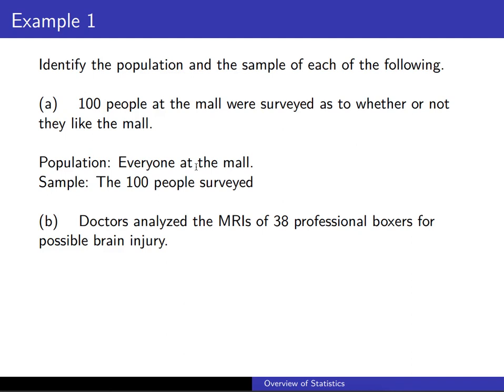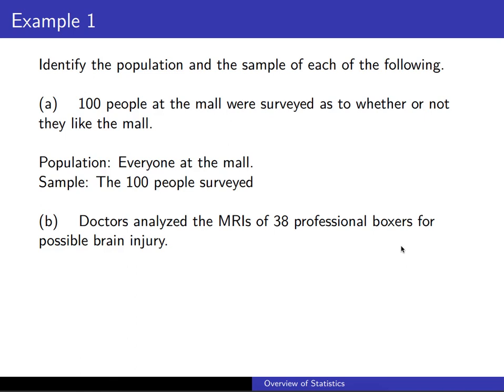All right, part B: doctors analyzed the MRIs of 38 professional boxers for possible brain injury. So in this case, we want to think what our population is, what our sample is. It might be easier to come up with a sample first because usually that's the first information you have. Like in example 1A, we had 100 people, which was our sample. In example B, the 38 professional boxers are going to be the sample. And then what would the population be for those 38 professional boxers?